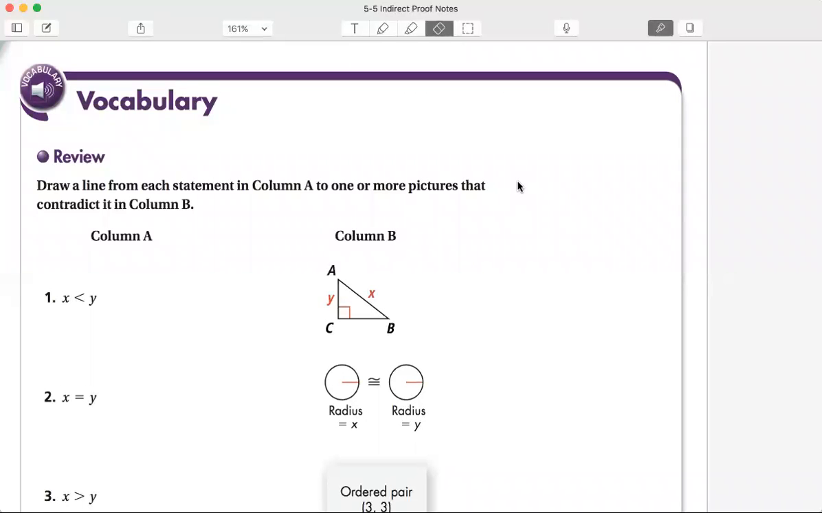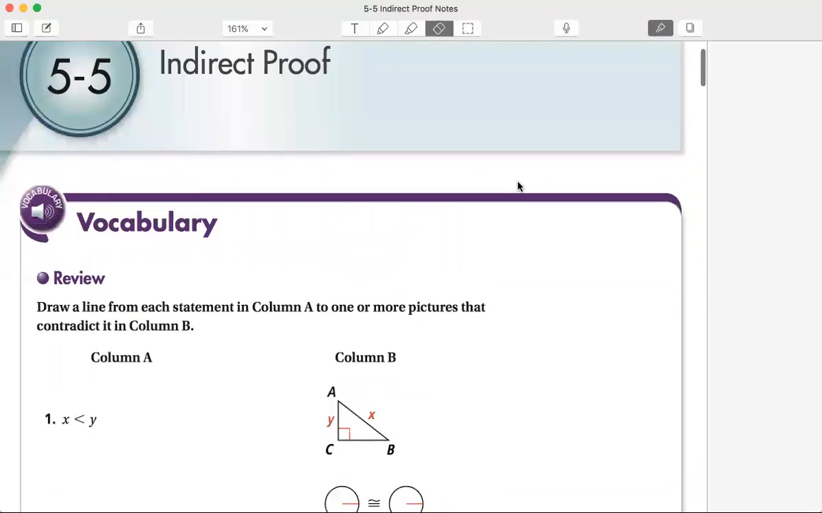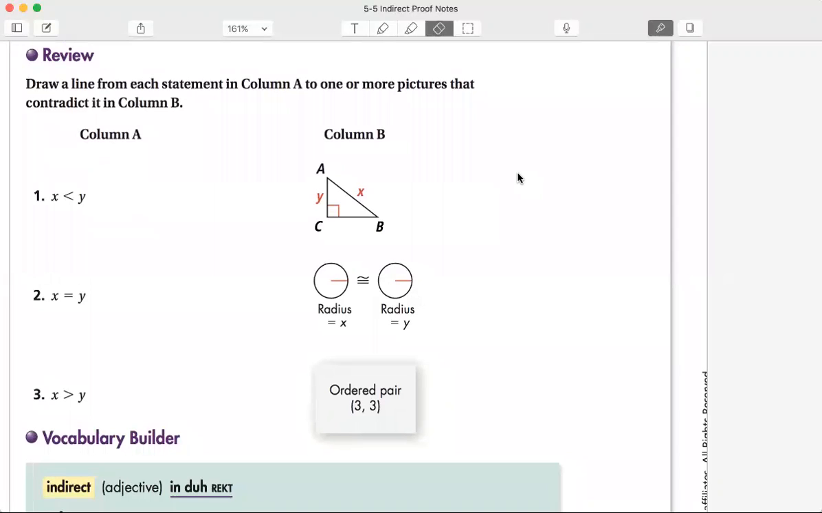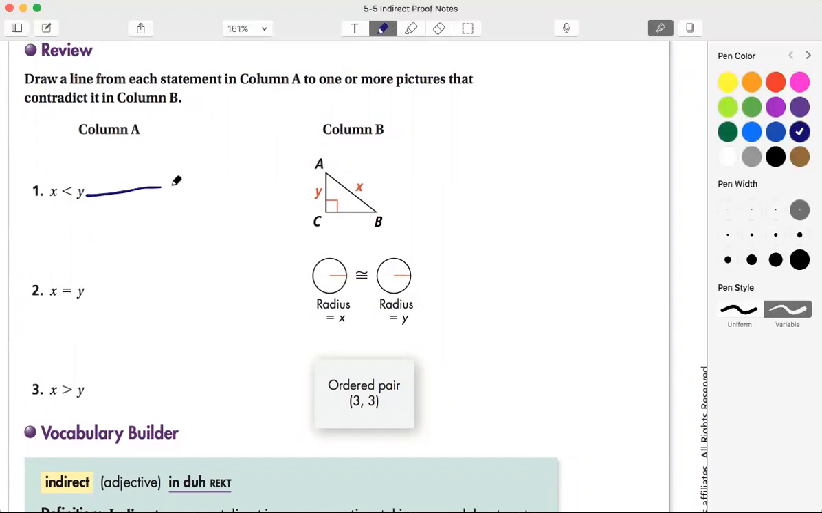All right, let's do a vocabulary review for this section. We're going to start with 5.5, Indirect Proof, and this is a review of vocabulary. Let's draw a line in column A indicating what's a contradiction to column B. If X is less than Y, then it's a contradiction for the first statement, because the hypotenuse is X, so it has to be larger than Y. In the next picture, both radii are equal, so that can't be true.